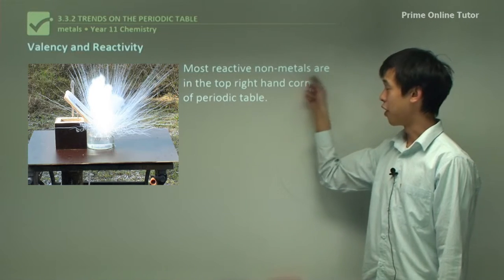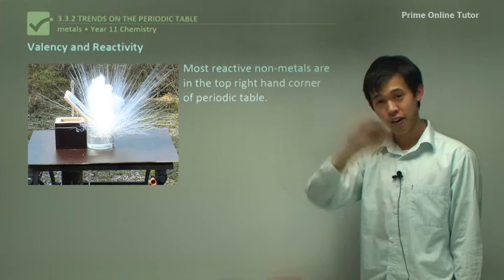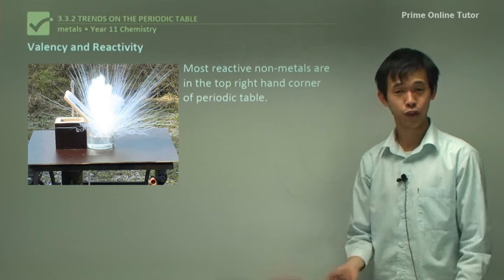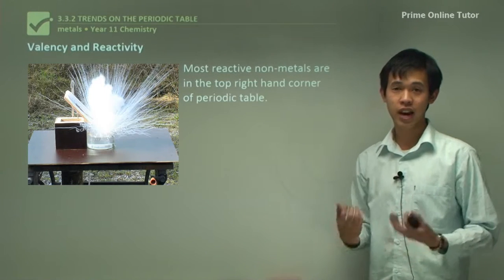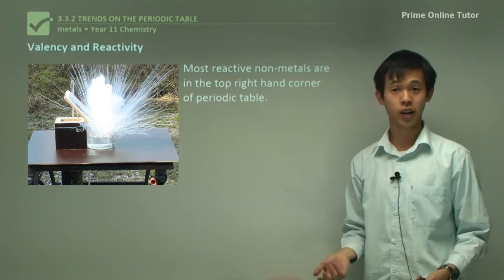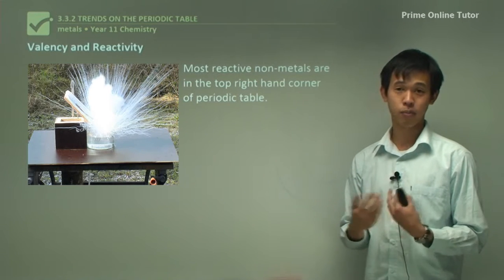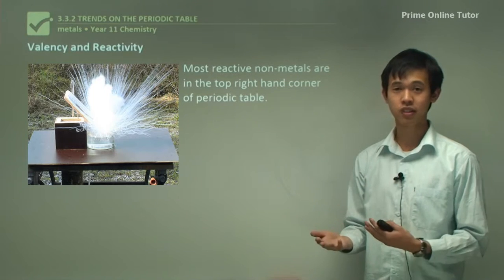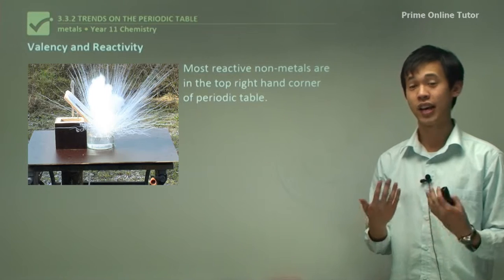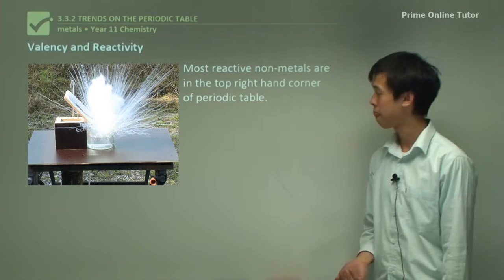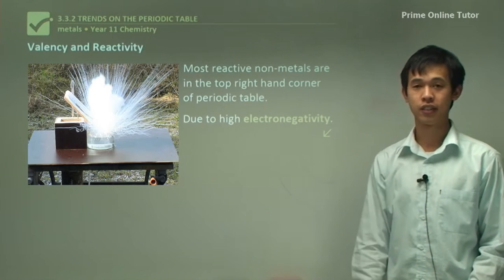And the most reactive nonmetals are in the top right-hand corner of the periodic table. So the very top right-hand corner, fluorine and those very electronegative chemicals, because they really want to attract electrons. They're only short one electron, so they really want to grab an electron. And because there's not many electrons repelling that bonding pair of electrons, it makes it very reactive. It allows it to grab electrons very easily, and that's due to the high electronegativity. So it's related to its electronegativity.